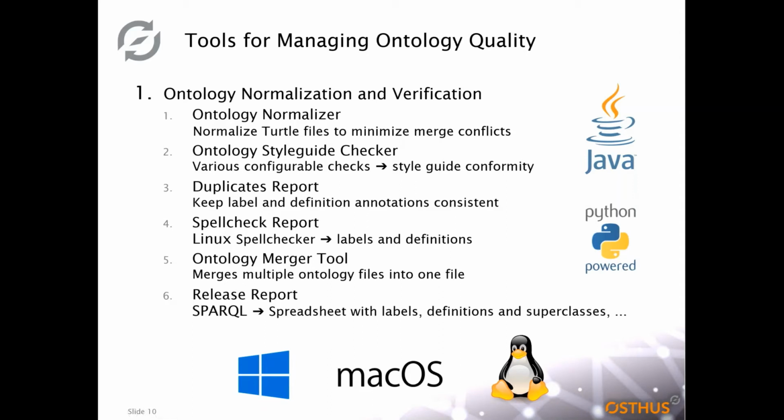Finally, we have the release report. It sends off a SPARQL query to fetch information about our ontology across the files. So we get a spreadsheet with all the labels and definitions and superclasses. But since this is based on the SPARQL query, you can write your own queries and basically get any spreadsheet you like. Technically, it's a tab-separated values file.